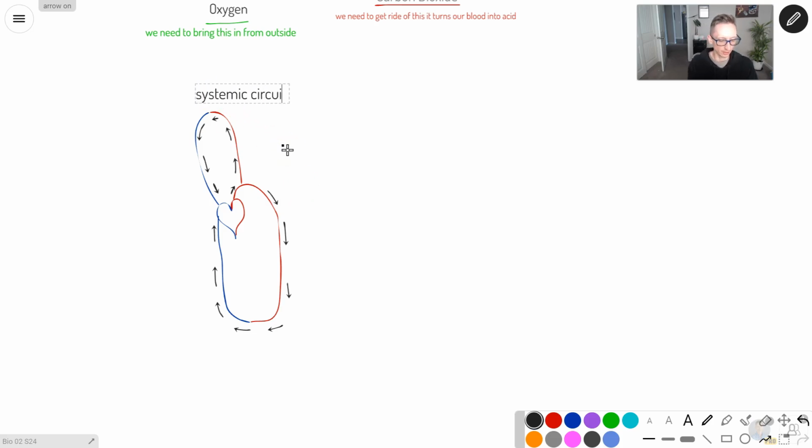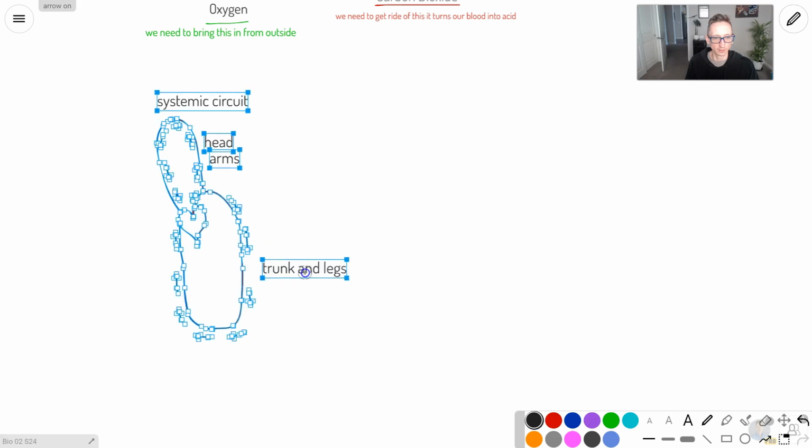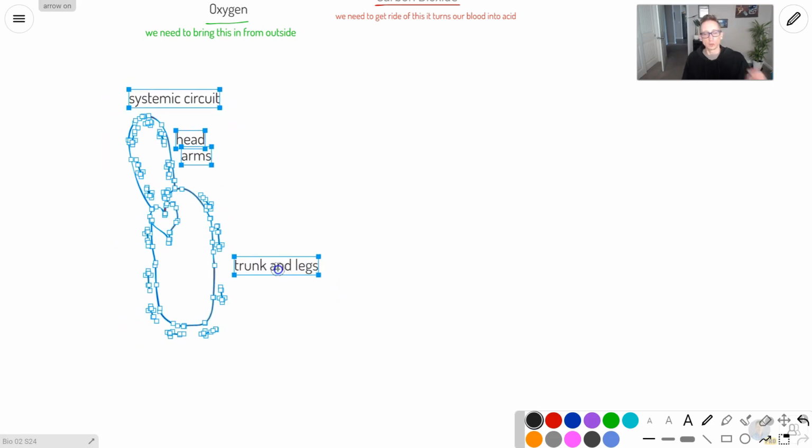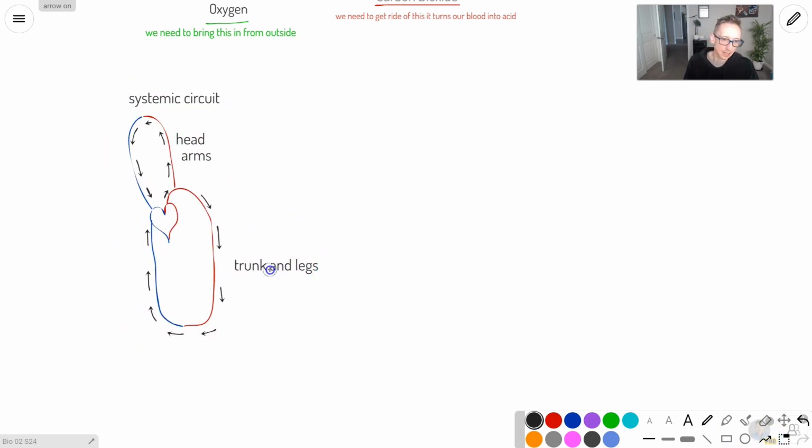Okay, so this is our systemic circuit. This goes to the body. So this would be to the head and arms, and this would be to the trunk and legs. Head and arms, trunk and legs. Systemic circuit. All right, so that's how our blood gets to our body.